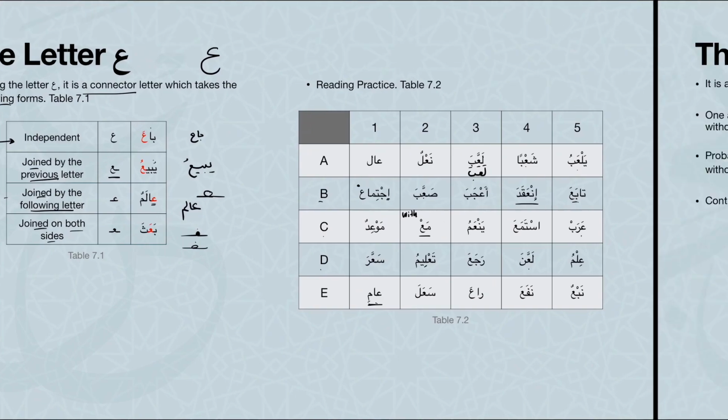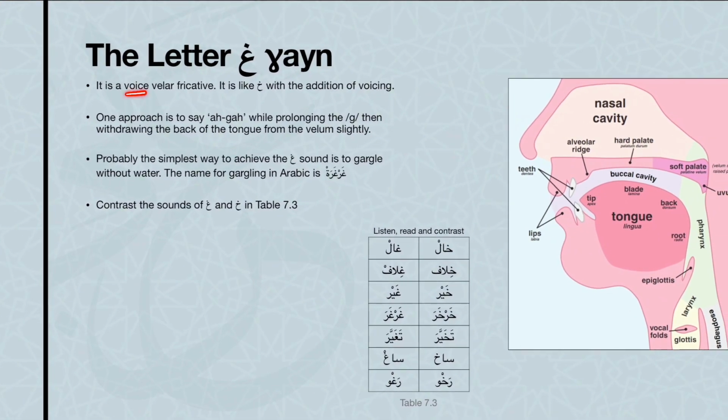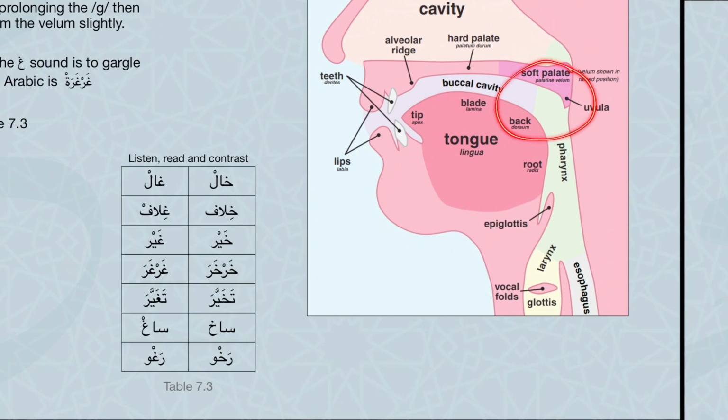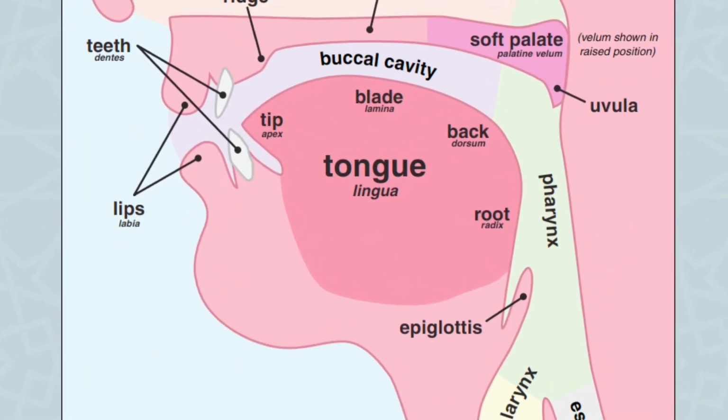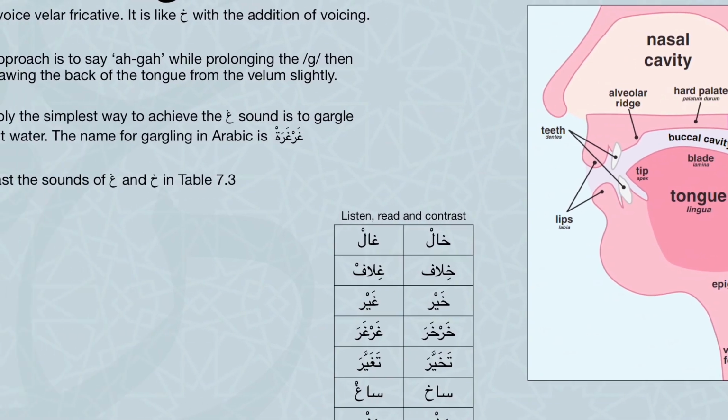So let's jump to the letter Ghain. When we define it, it's a voiced velar fricative, like kha with the addition of voicing. Again, voicing is vibration of the vocal cords, and velar means it's produced in this area. If we zoom in, that's the palatine velum, basically the fleshy part of your palate, the soft palate, at the back of your mouth, where your uvula is, the little dangly thing at the back of your mouth. It's called the uvula.